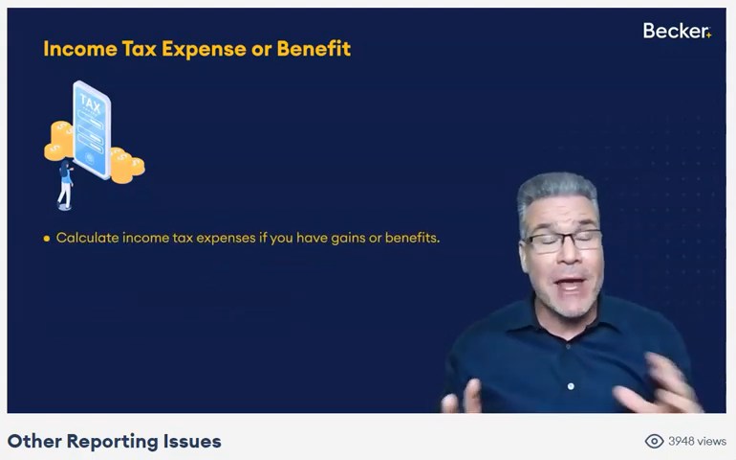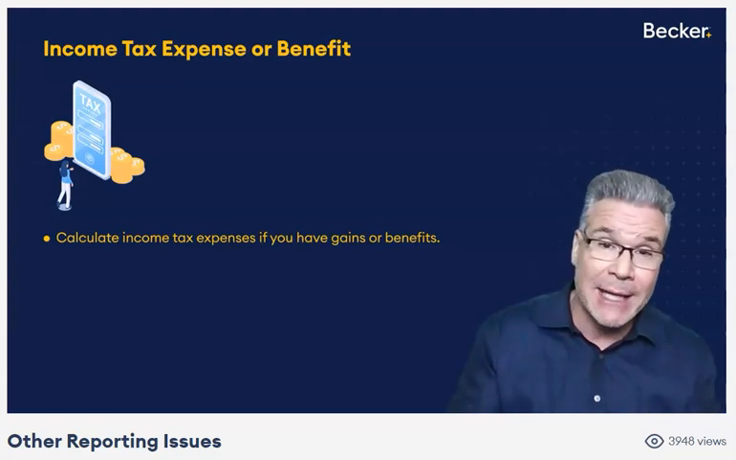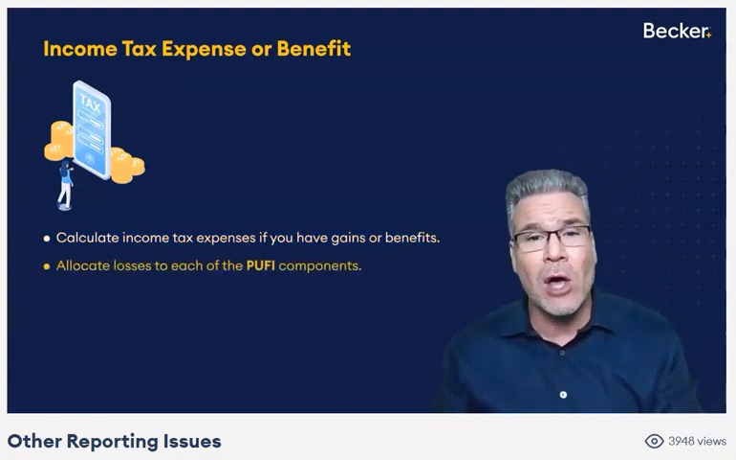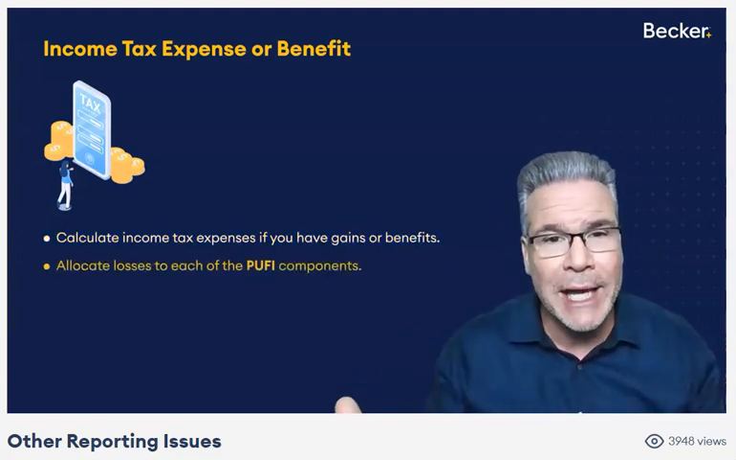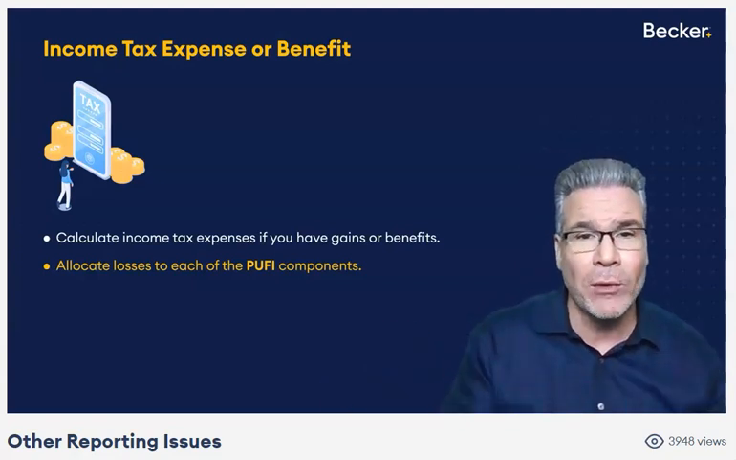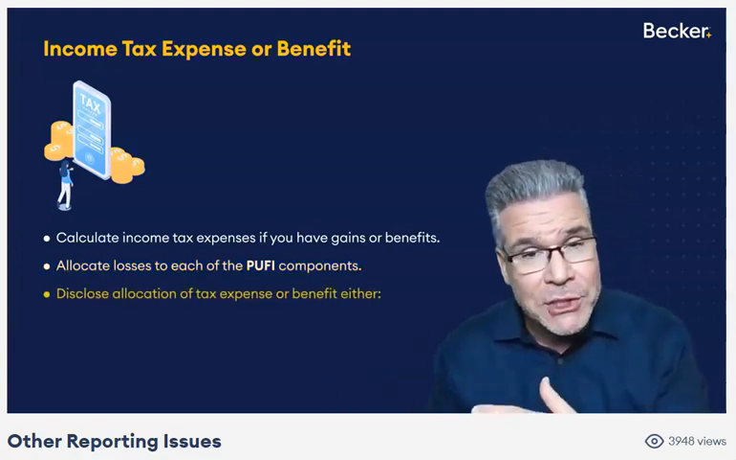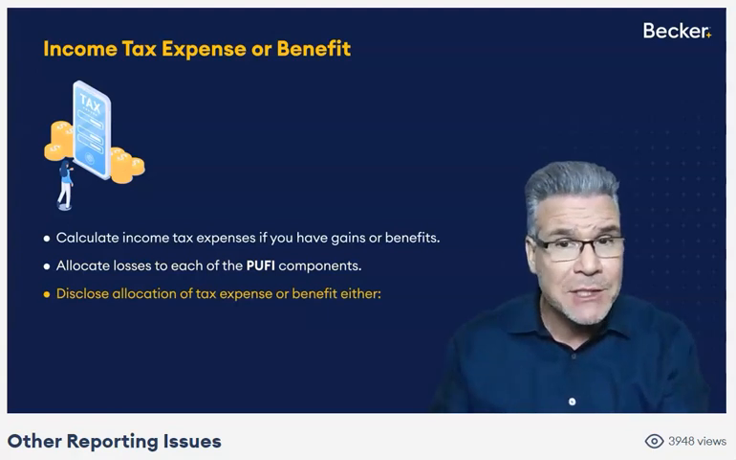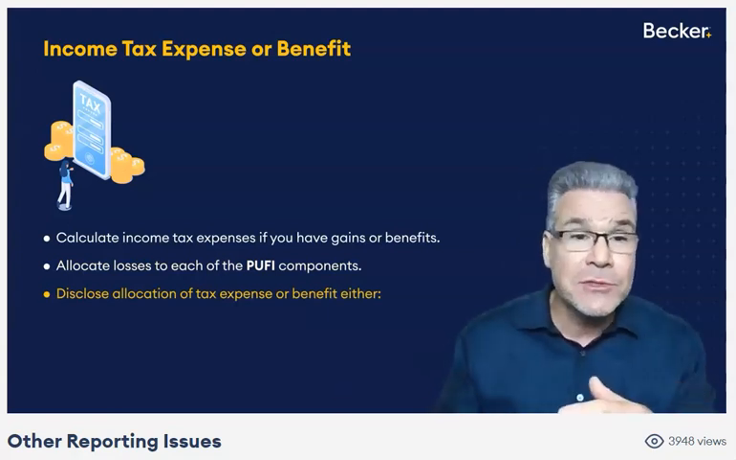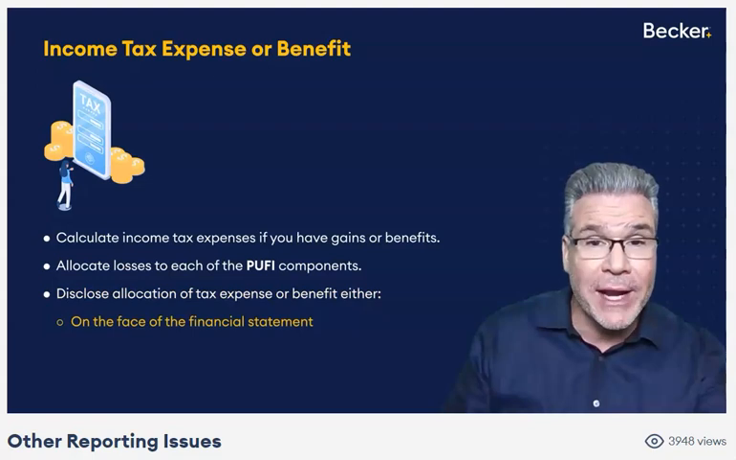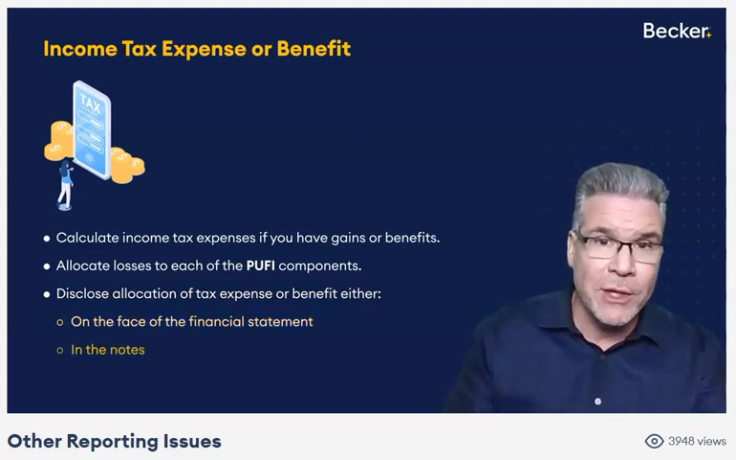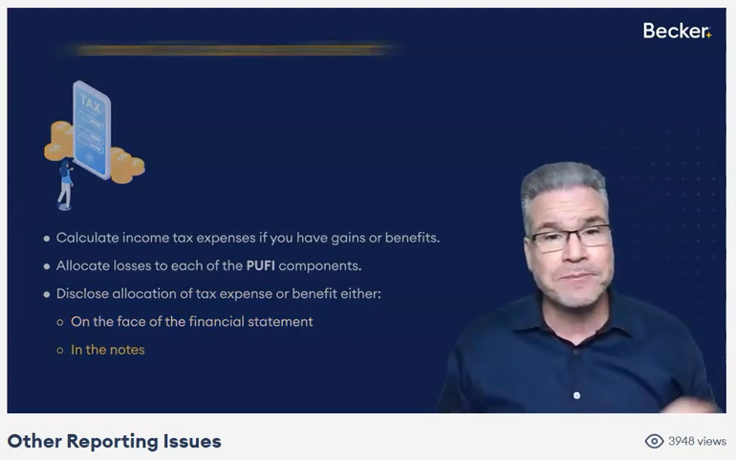The key is to take that income tax expense if you had a lot of gains, or benefit if you had a lot of losses. It's got to be allocated to each of the puffy components, okay? And the allocation of that tax expense or tax benefit, that has to be disclosed. Again, you have an option, either on the face of the financial statement or in the notes, all right? So it's up to you where you want to do it.